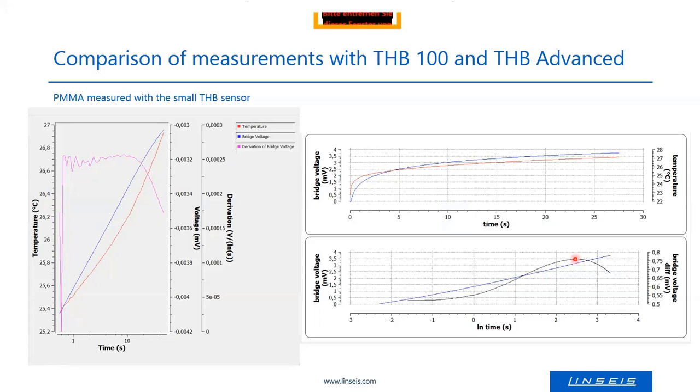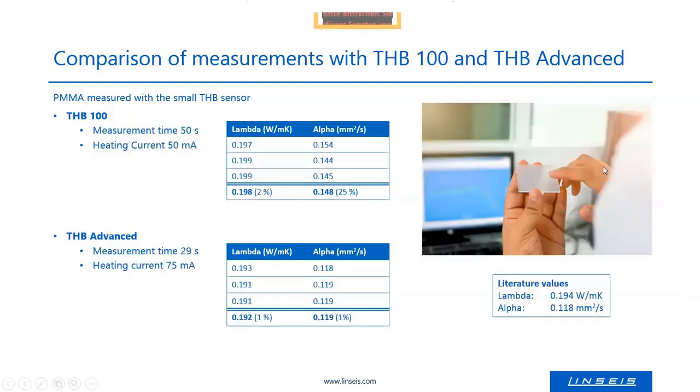The same signal is here on the bottom part of the new instrument measurement. You see here the blue line, bridge voltage, and the derivative of this blue line. And here on the upper part, the red line is the temperature increase during the measurement. And when we compare the data, we see both instruments are very good for the thermal conductivity.